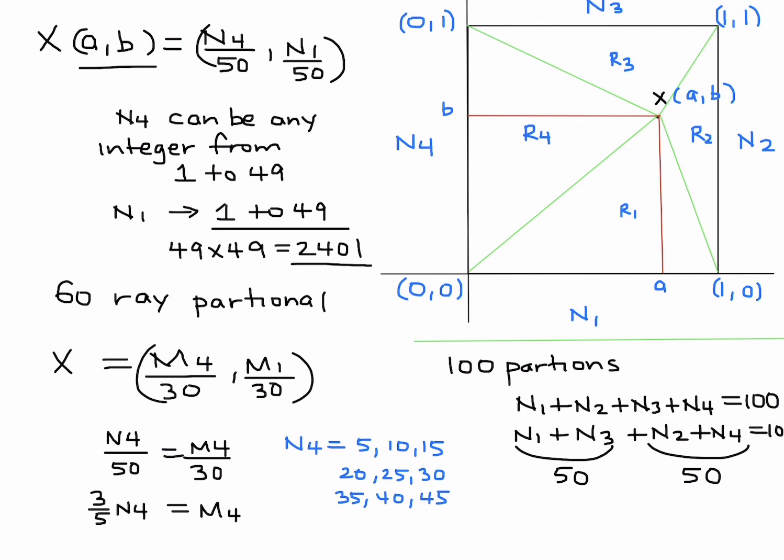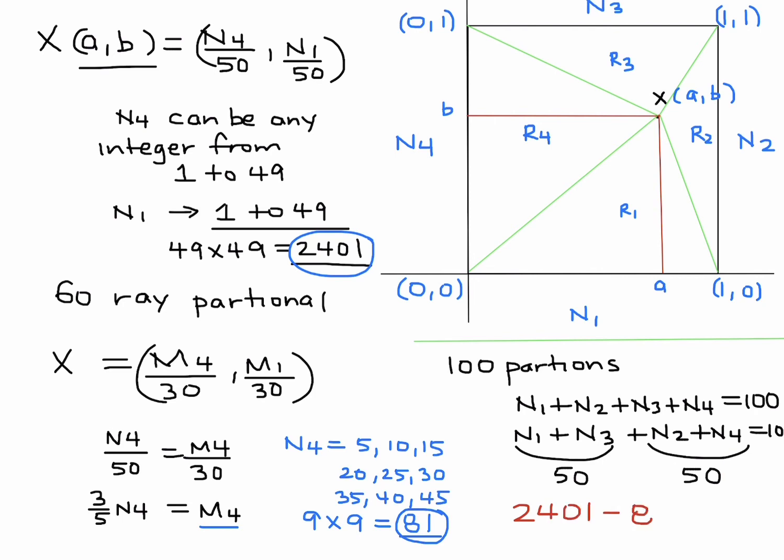So first and foremost, how many are there? Well, there's 9 for n4. 9 for m4. 9 values. And very similarly, you'll get 9 for m1. So 9 times 9, which is 81, represents the number of ordered pairs of that form for a 60-ray partitional scenario. So from this 2401, these 81 I cannot have. So I have to subtract from 2401 those 81.